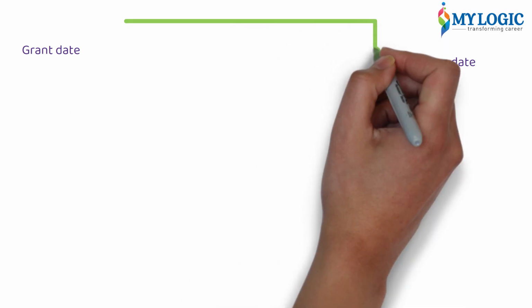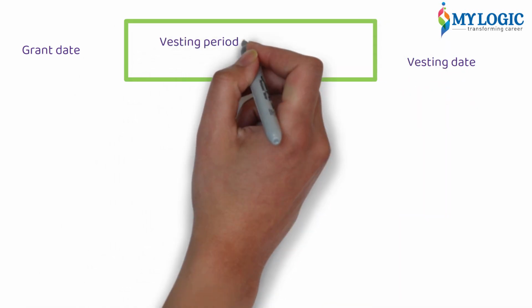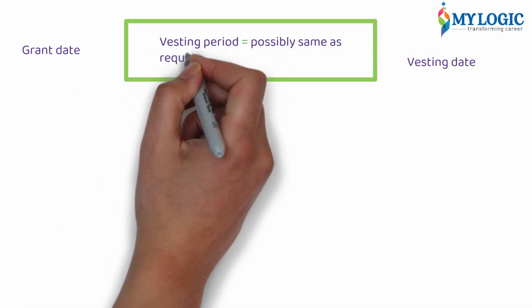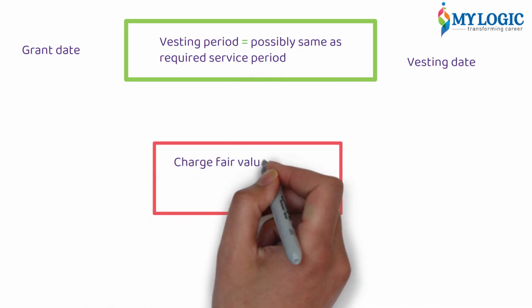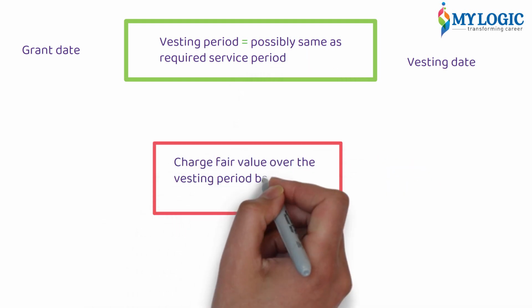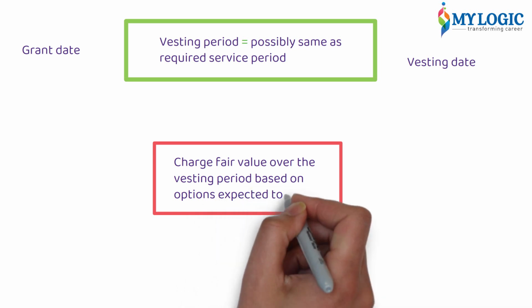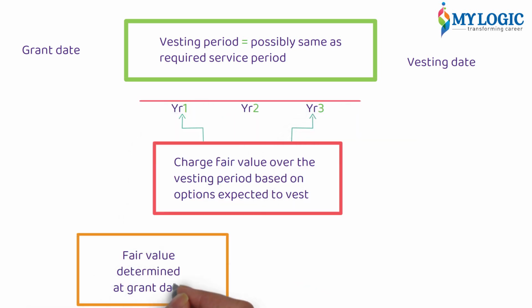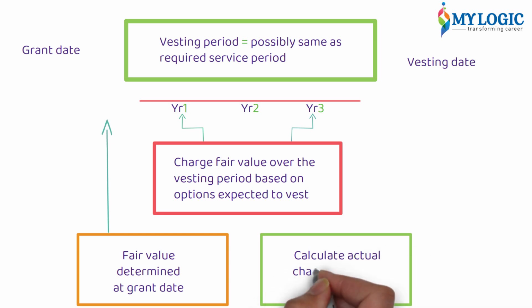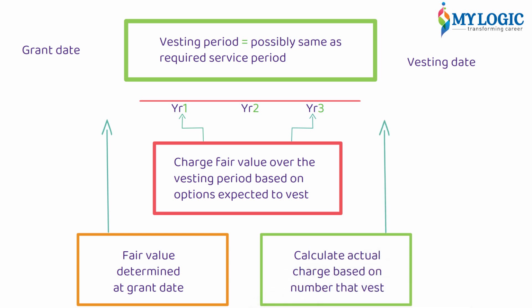The above can be diagrammatically represented as follows. Grant date. Vesting date. Vesting period is equal to, possibly same as, required service period. Charge fair value over the vesting period based on options expected to vest. Fair value determined at grant date. Calculate actual charge based on number that vest.